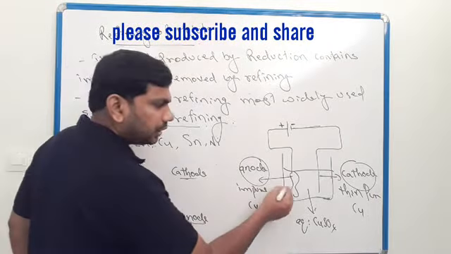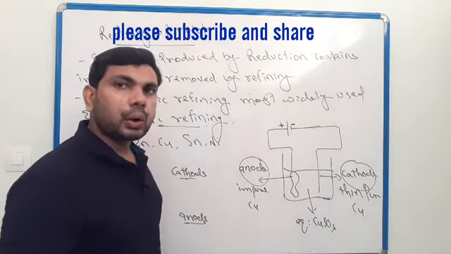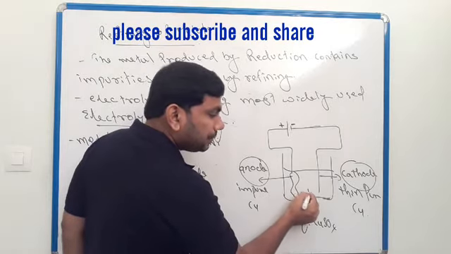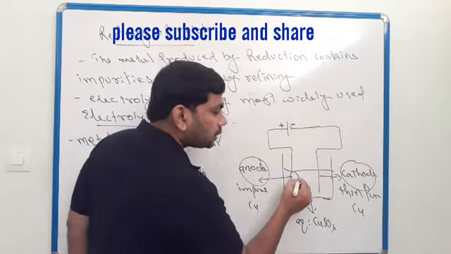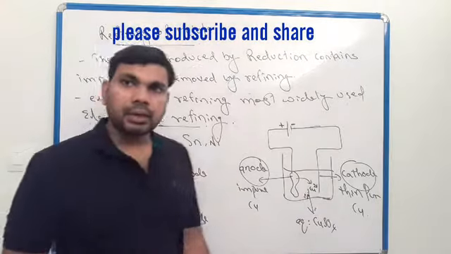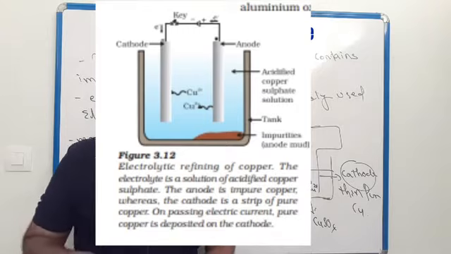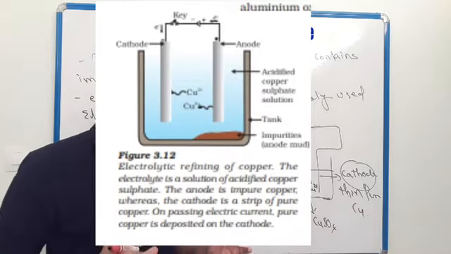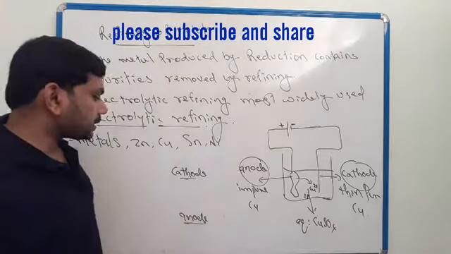After passing electricity, the anode is impure copper, meaning copper with impurities. After passing electricity, all impurities will settle down, and copper will dissolve in the aqueous solution. The anode contains copper and also impurities. Impurities settle down, and the copper content dissolves in aqueous solution. So we can represent it like this.